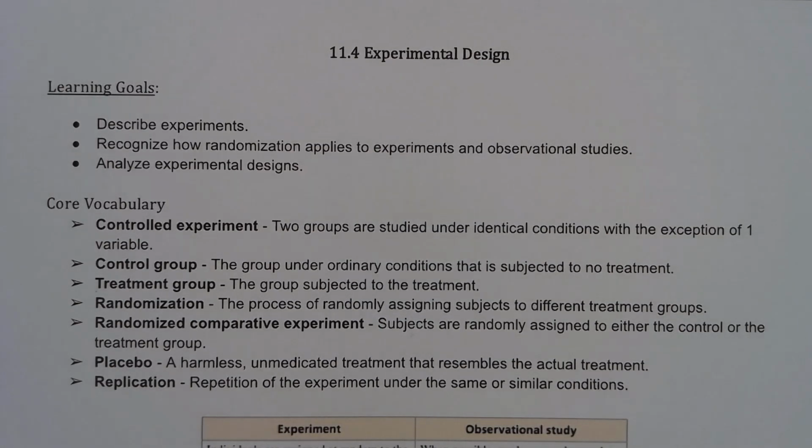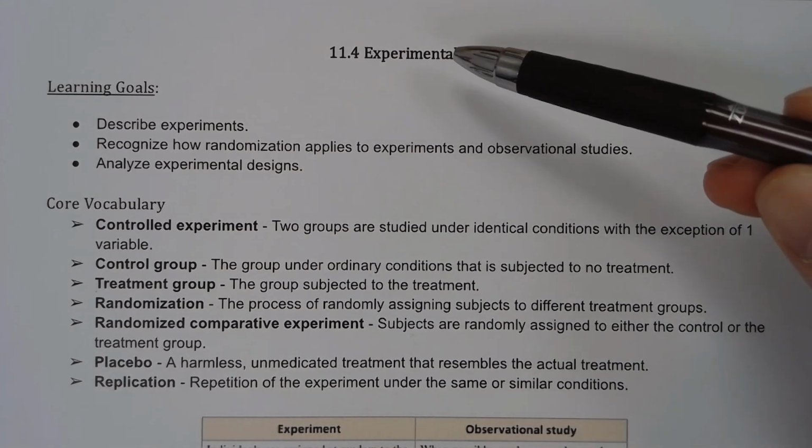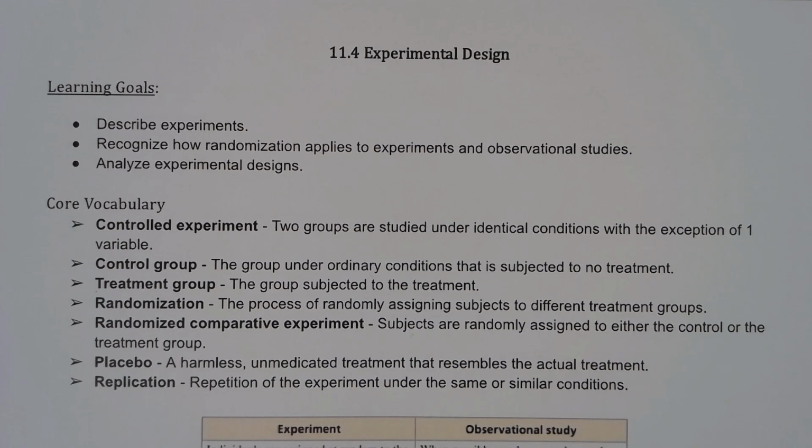What's up? 11.4, experimental design. Last section we looked at populations and samples, and now we'll dig into more specifics of that: how do we get samples, how do we get populations, what do we do with them, and more specifically in an experimental way. So what are we going to do?